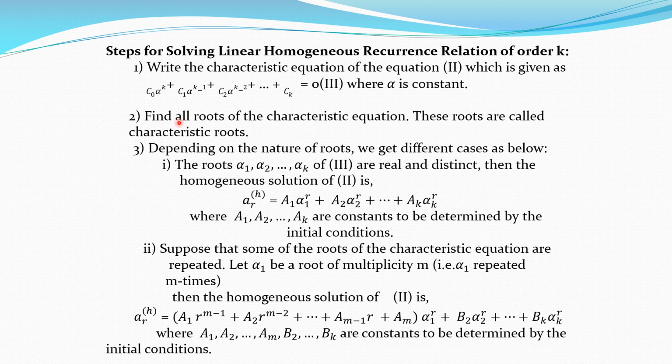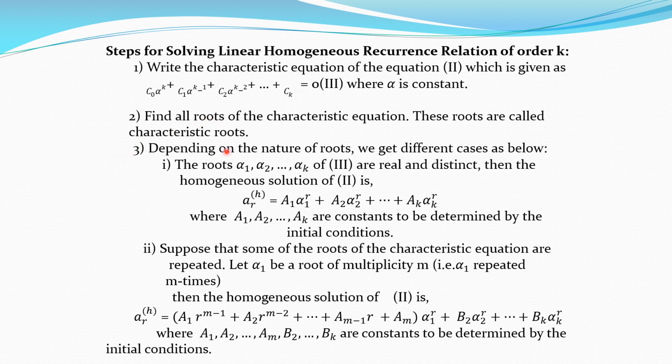Now, the steps for solving a linear homogeneous recurrence relation of order k. See the first step: write the characteristic equation of equation 2, which is given as c0 alpha^k + c1 alpha^(k-1) + ... + ck = 0, where alpha is a constant. So for the given linear homogeneous recurrence relation, we write its characteristic equation in terms of alpha. Second, find all roots of the characteristic equation. These roots are called characteristic roots. So we solve equation 3 and find its roots.